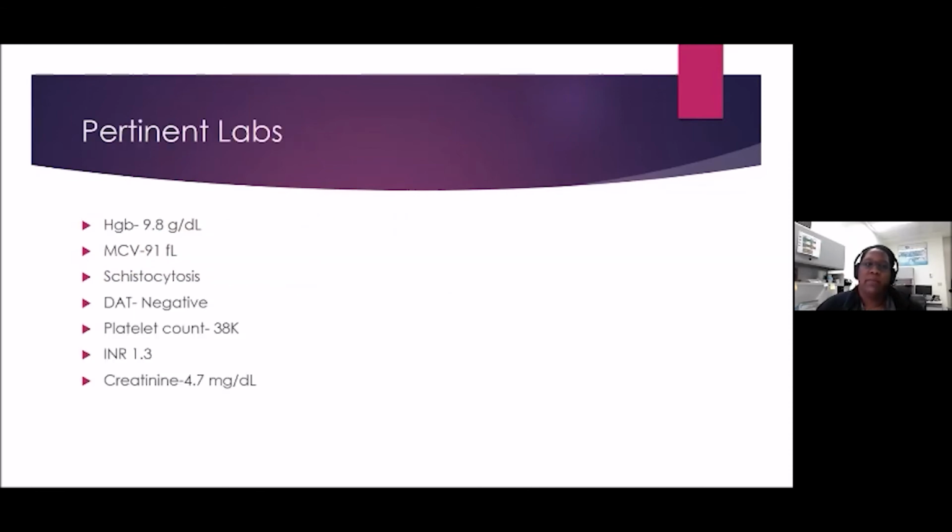So pertinent labs, he's anemic. His MCV is 91. He does have marked schistocytosis. DAT is negative, so it's not some autoimmune hemolytic anemia. His platelet count is 38,000. INR's not too bad, it's 1.3, but his creatinine is really elevated.